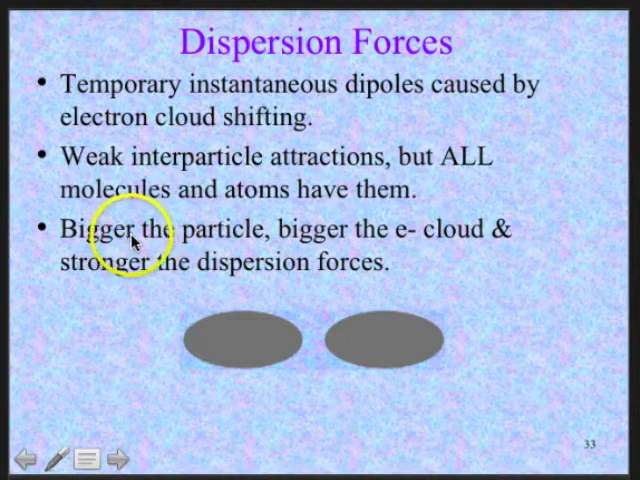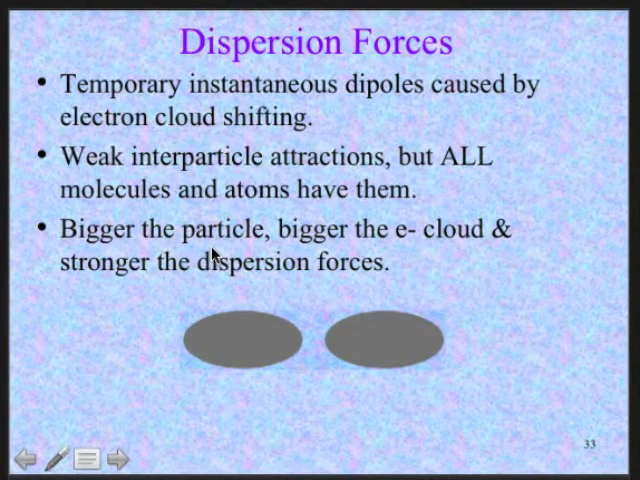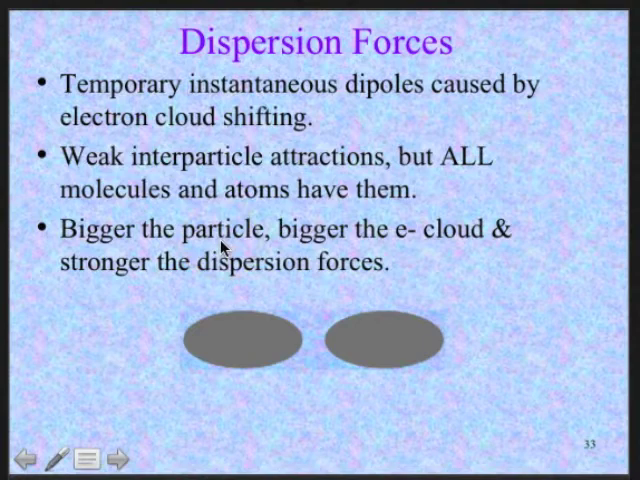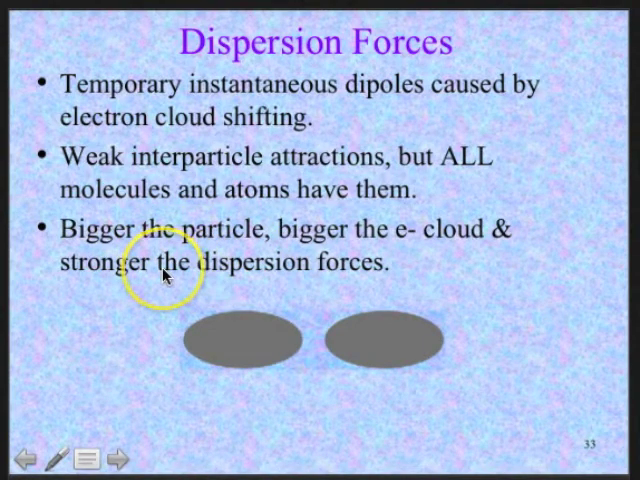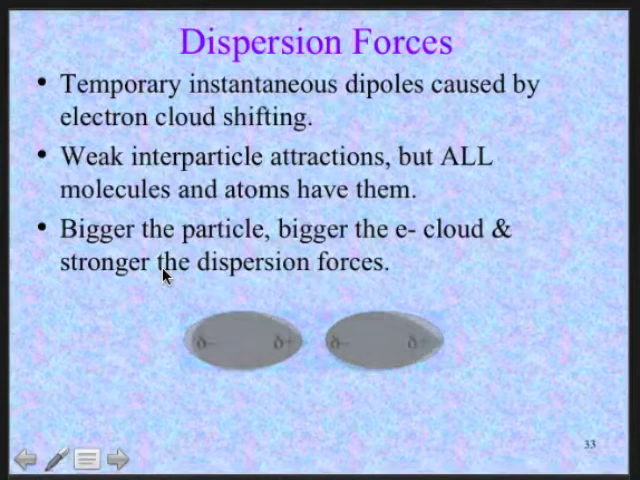The way it works is the bigger the particle, the bigger the electron cloud. In other words, the more its molar mass, the more electrons you have, and the more shiftable that electron cloud is. The more it can flip back and forth, and that will cause stronger dispersion forces.